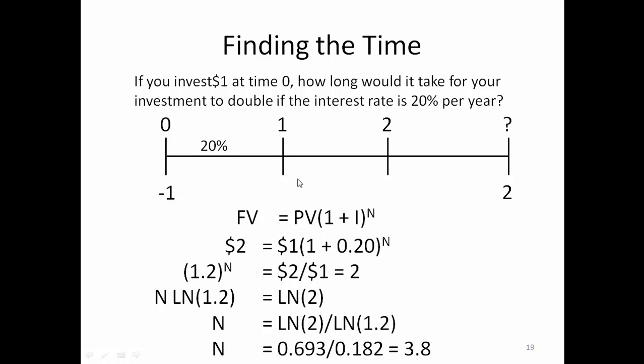So for example, this is to calculate the time, the n. If you invest $1 now, how long would it take for your investment to double, or say to become $2, if the interest rate is 20% per year? We plug the numbers into this formula, so $2 equals $1 present value multiplied by 1 plus 20% to the power of n. So n is the unknown variable here that we try to solve. Mathematically, we can solve this formula this way, and the result will be 3.8 years.